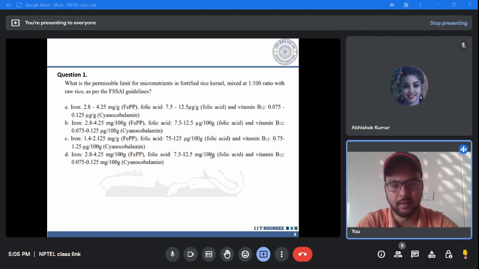So basically this is a memory based question. If you have gone through the FSSAI guidelines, you will remember it and you can answer it. So please, if you remember, write the answer in the comment box, then I will let you know what is the correct answer for this question.